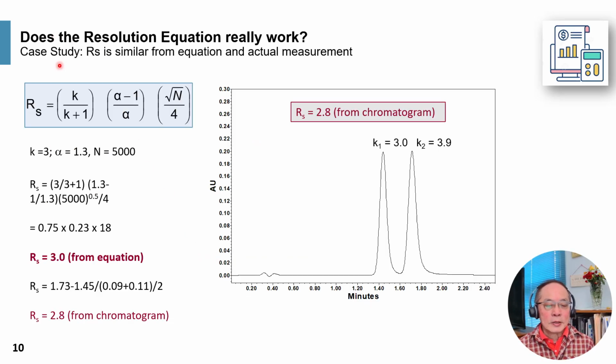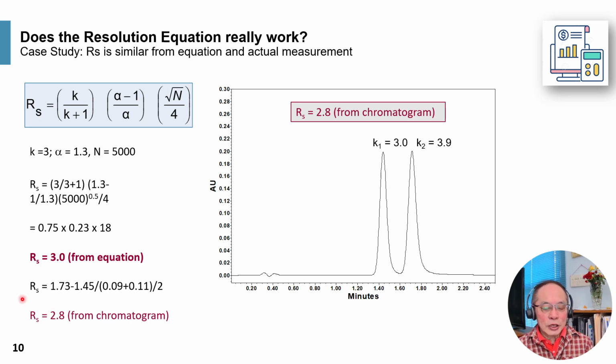So the case study illustrates whether the resolution equation actually works, by doing the calculation using the resolution equation and comparing that to the measured resolution from the chromatogram. Using this equation and looking at all the parameters, with the known N, which is about 5,000, k known, and also alpha known, if you go through the calculation, we get a resolution calculated from the equation of 3.